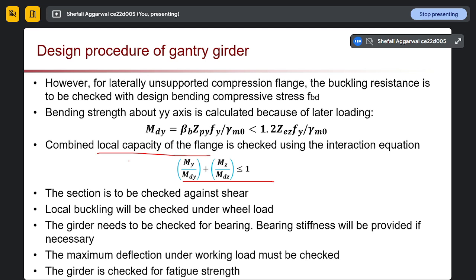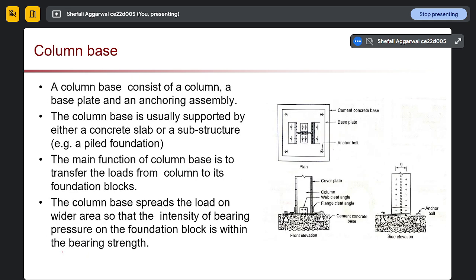After that, we will apply different checks like check against shear and check against local buckling. All these formulas we have already studied in all the weeks, and they are given in the IS code also. Then for bearing stiffness, and then deflection, we have different formulas in IS 800 for the check for deflection. And lastly, we will check it for the fatigue strength. In last week, we have already studied the different formulas for the fatigue strength check. So we will apply that check. So this is all about the gantry girder and its design.